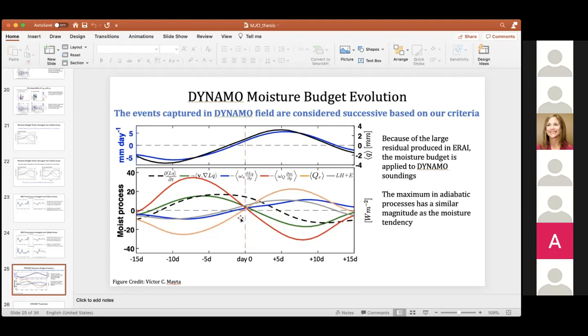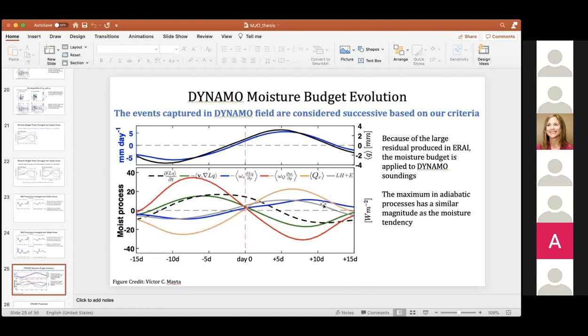As soon as the MJO initiates at day 0, we have the positive adiabatic term and positive QR, but we also have surface fluxes, which play a pretty large role, comparable to the adiabatic motions. And these surface fluxes were negligible in our ERA-Interim data. One thing to note is the scaling here is a lot different from our ERA-Interim plots, and a lot of this can be explained by our domain averaging. If we make our domain smaller and closer to where DYNAMO was, we see that our magnitudes get a little larger.